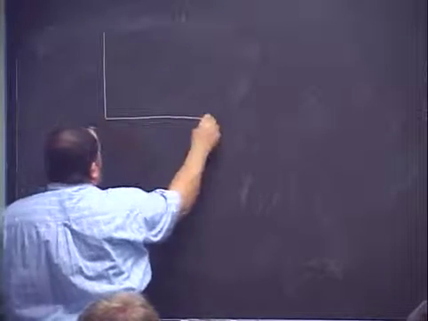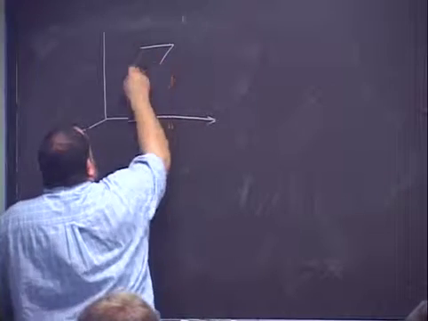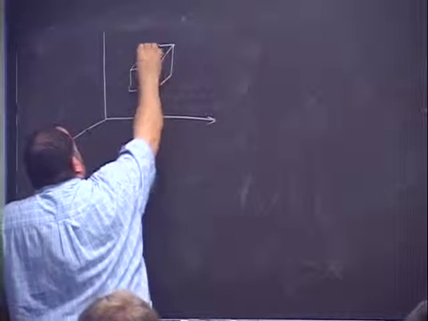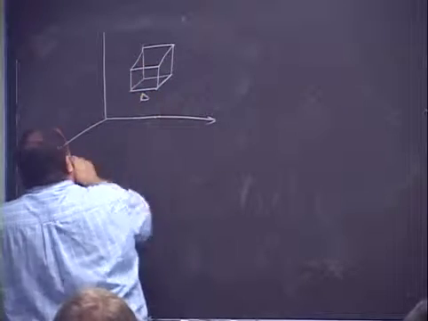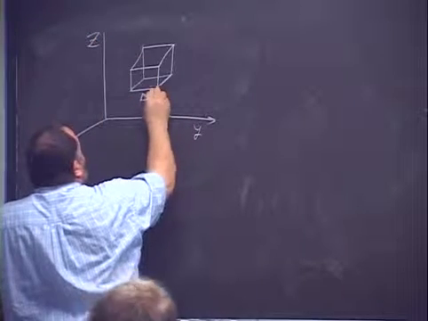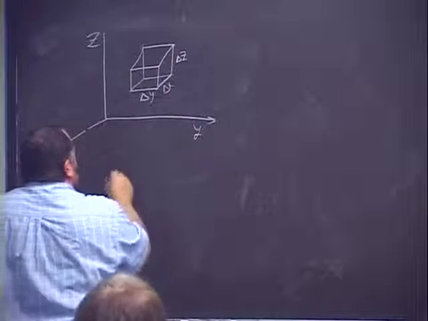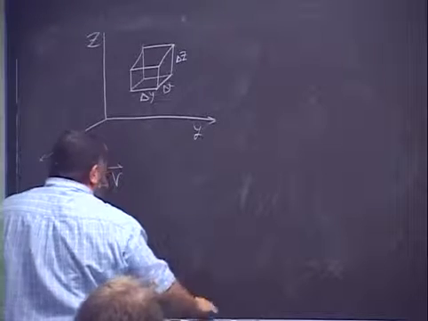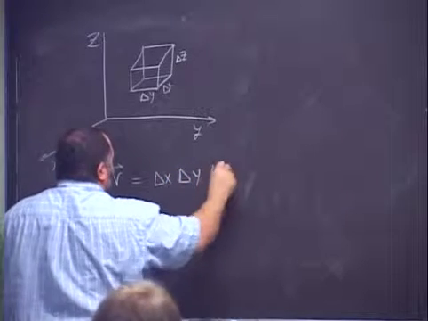So let's look at a rough representation of the three coordinate systems. We have a cube like this. For the unit volume of this cube, if this is X, this is Y, and this is Z, the lengths will be delta x, delta y, and delta z. So the delta volume will be equal to delta x, delta y, delta z.